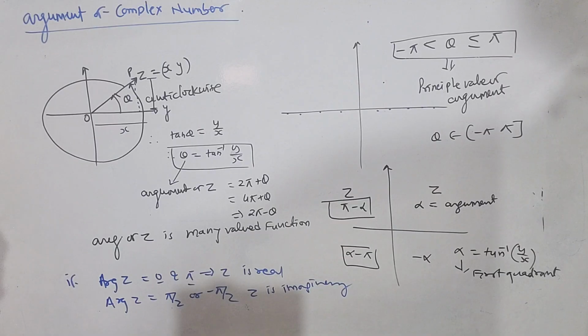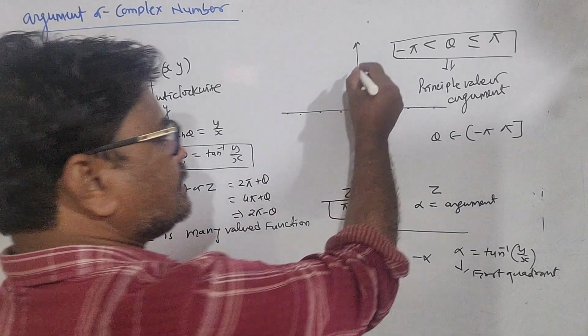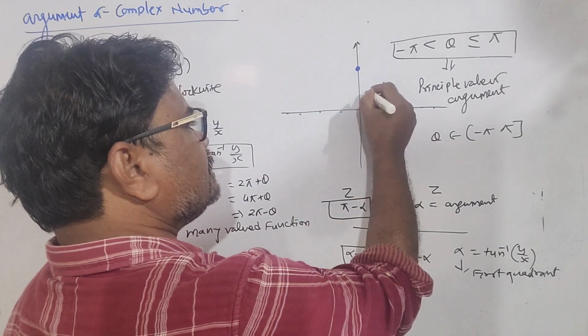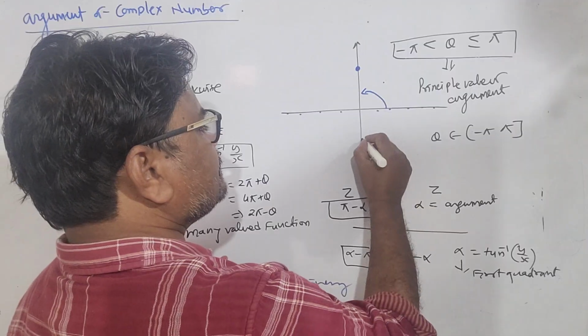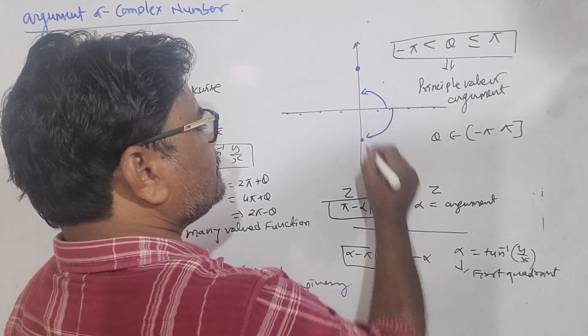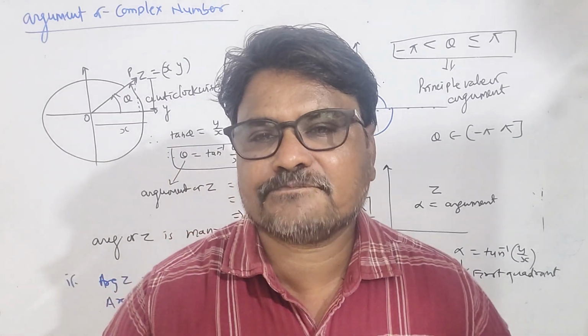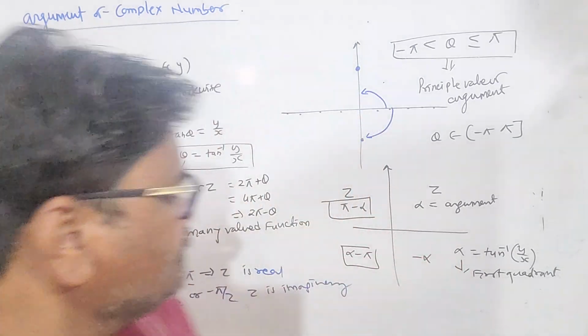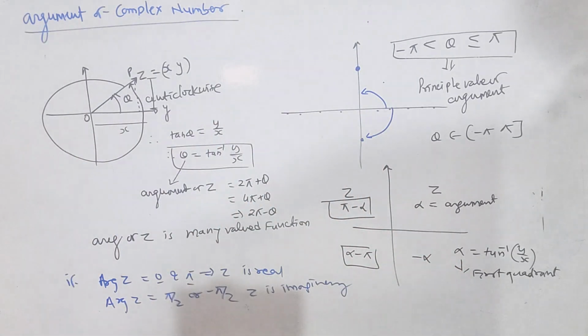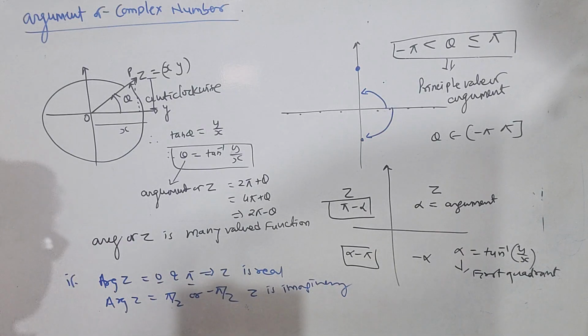Clear? Because when your z is lying over here, then the argument is pi by 2. When z is lying over here, then the argument is minus pi by 2. So pi by 2 and minus pi by 2. Correct? So then your z is imaginary. Okay, fine.